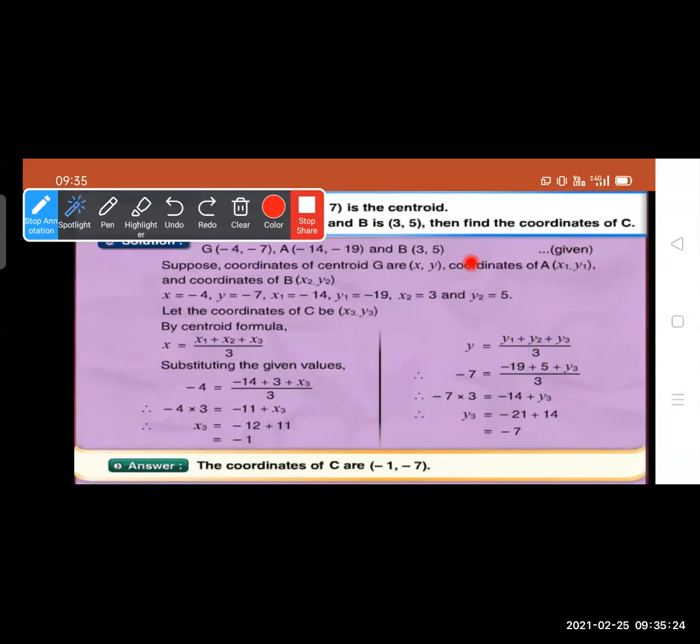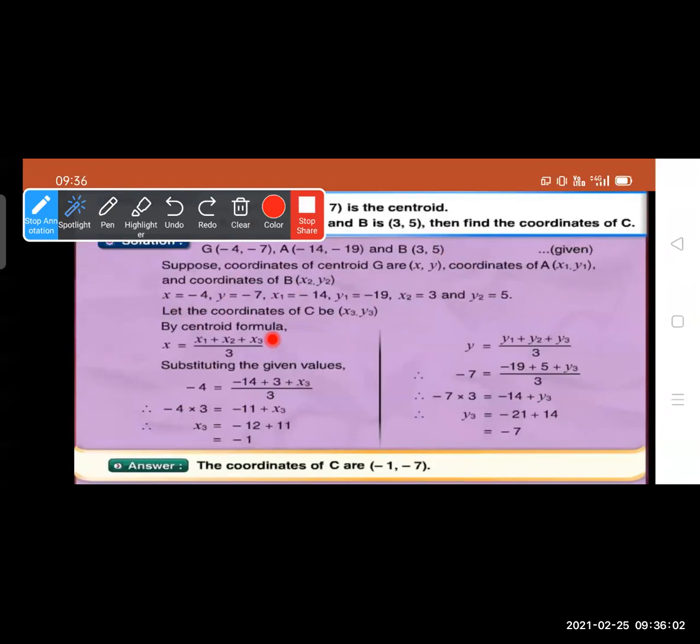We find C. Suppose the coordinates of G are x, y, the coordinates of A are x1, y1, B is x2, y2, and the coordinates of C are x3, y3. A, B and G are given. So from G, A, B we find x1, y1, x2, y2, and from the G coordinate we get the values of x and y. Then use the centroid formula: x is equal to x1 plus x2 plus x3 divided by 3, and y is equal to y1 plus y2 plus y3 divided by 3.